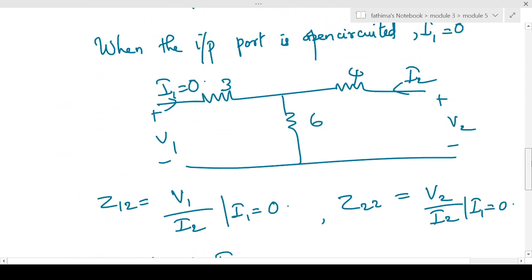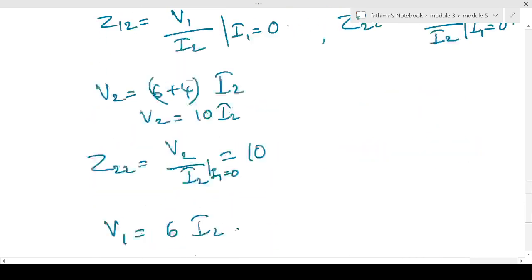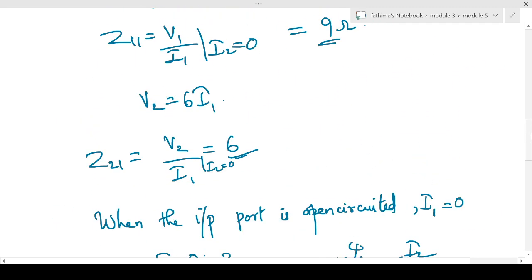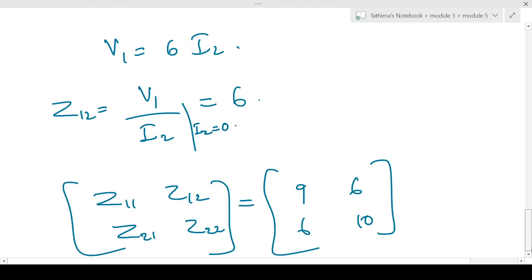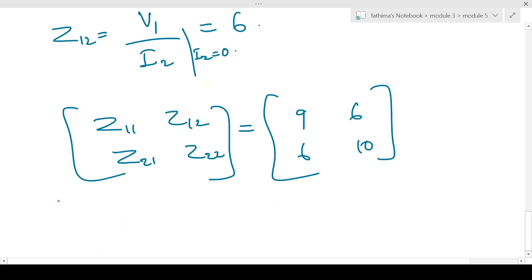So we can write Z11, Z12, Z21, Z22 as 9, 6, 6 and 10. So these are the Z parameters. Now we'll see the second method of finding the Z parameters.